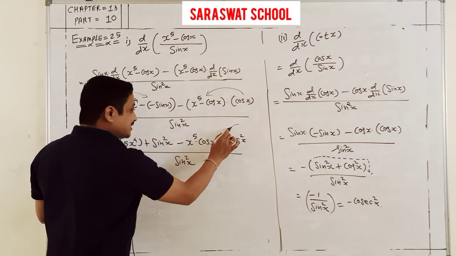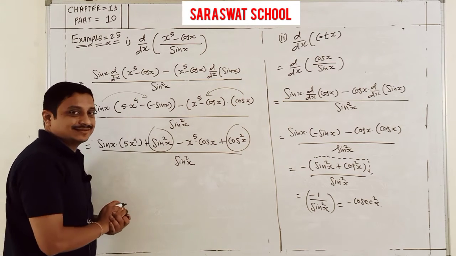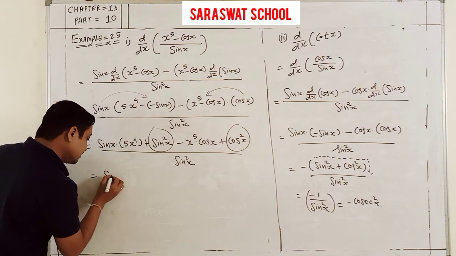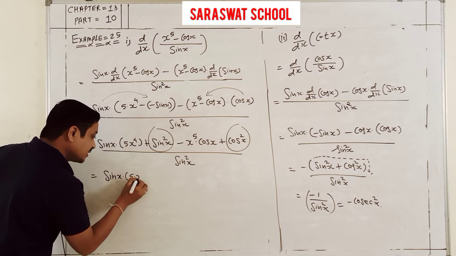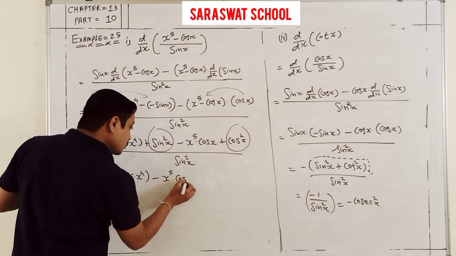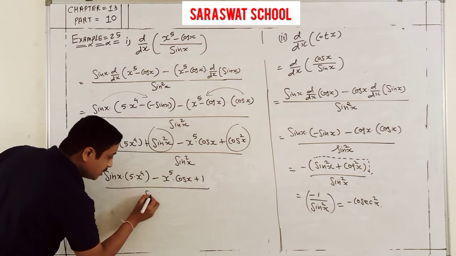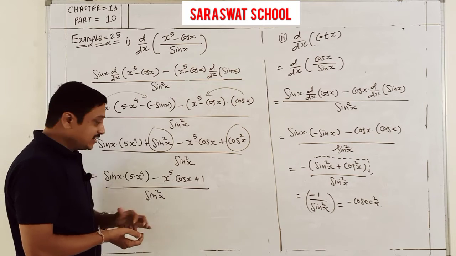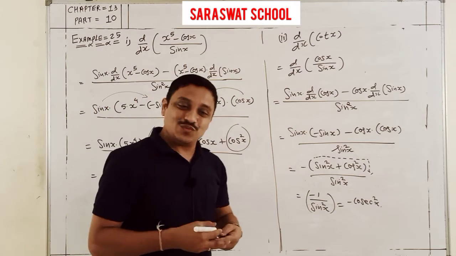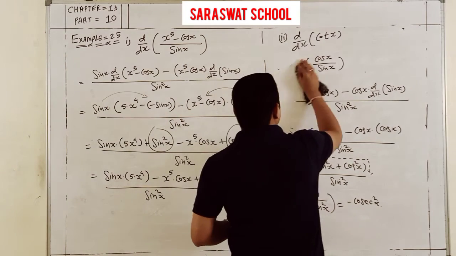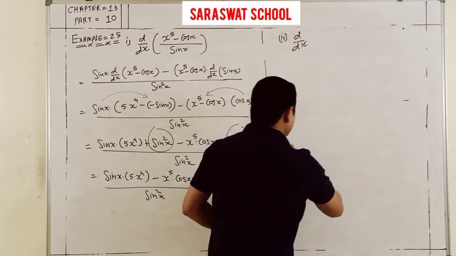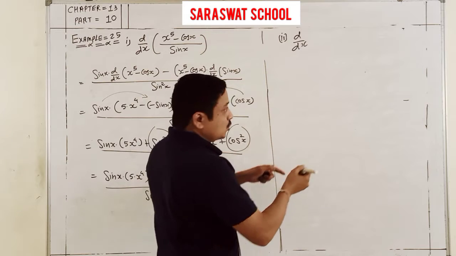Actually students, this and that, both you know, it is the one only. So here sine x with 5x raised to 4, that and that is 1, minus x raised to 5 cos x, 1 below sine square x. Again I repeat, this one actually comes from sine square x plus cos square x is equal to 1.